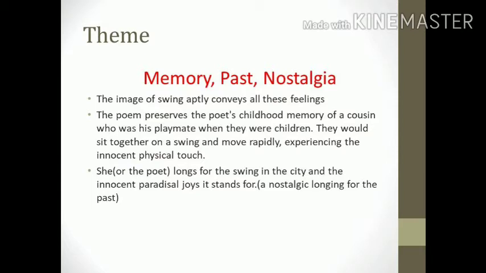The poem preserves the poet's childhood memory of a cousin who was his playmate when they were children. They would sit together on a swing and move rapidly, experiencing the innocent physical touch. She, or the poet, longs for the swing in the city and the innocent paradisal joys it stands for. Hence, the poem becomes a nostalgic longing for the past.